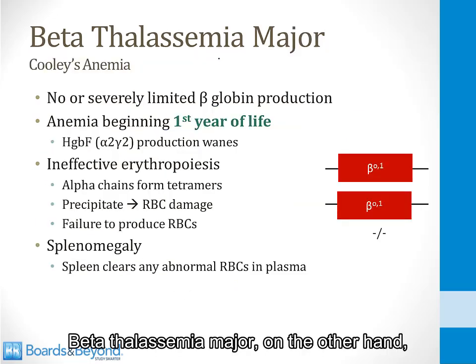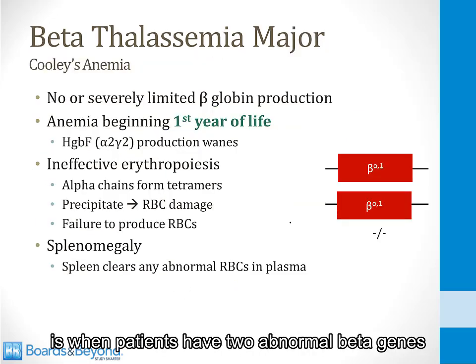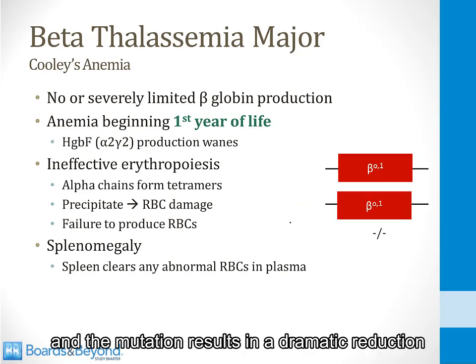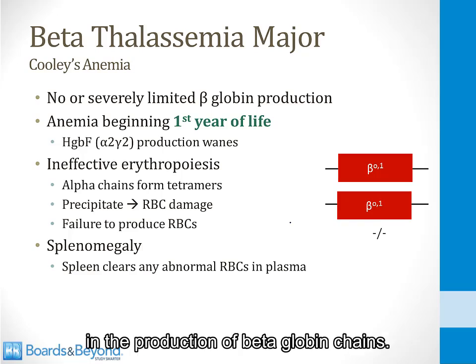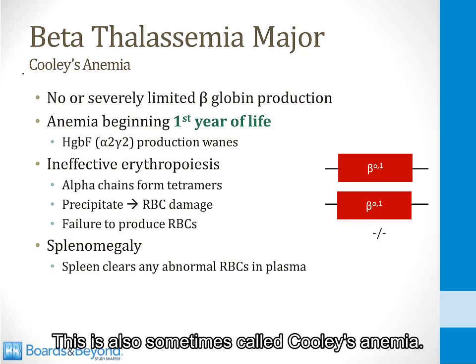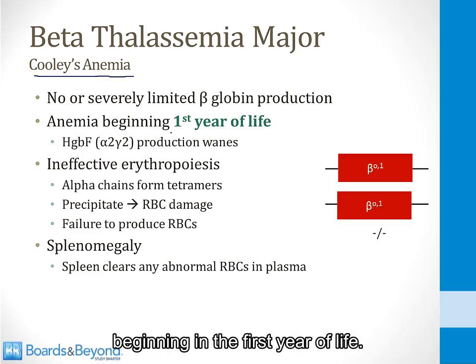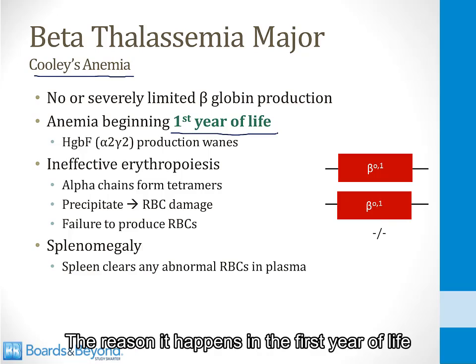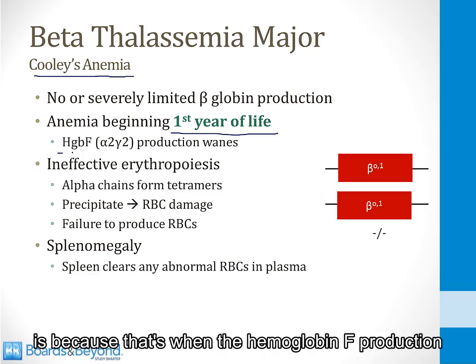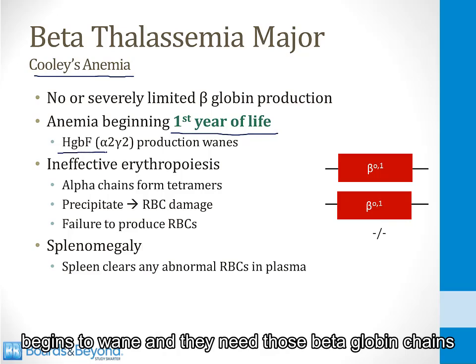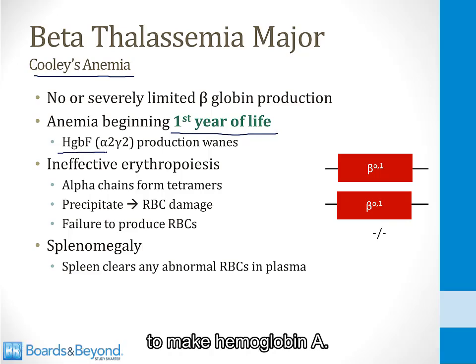Beta thalassemia major, on the other hand, is when patients have 2 abnormal beta genes and the mutation results in a dramatic reduction in the production of beta globin chains. This is also sometimes called Cooley's anemia. These patients develop anemia beginning in the first year of life. The reason it happens in the first year of life is because that's when the hemoglobin F production begins to wane and they need those beta globin chains to make hemoglobin A.